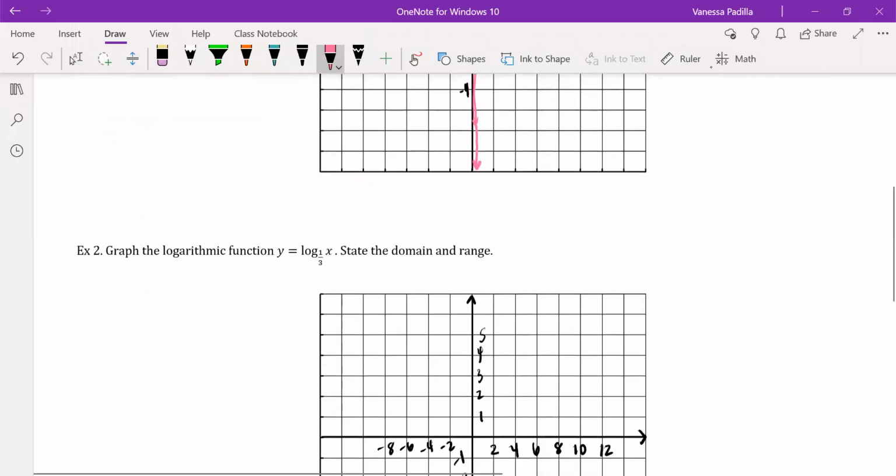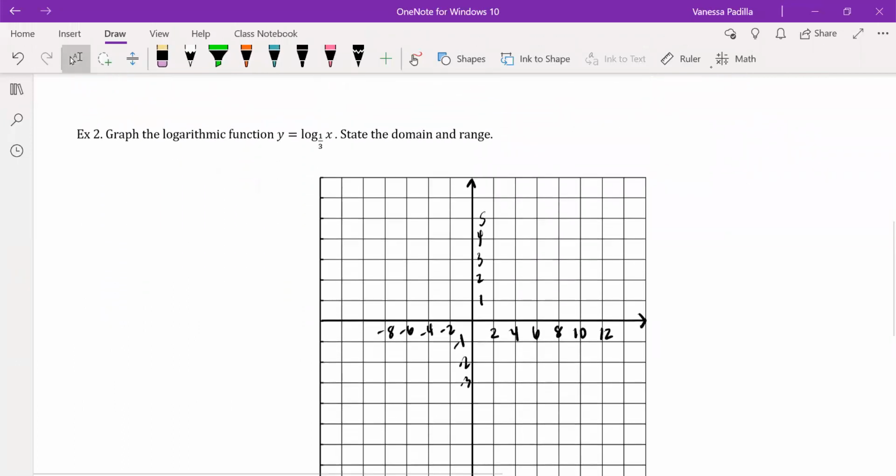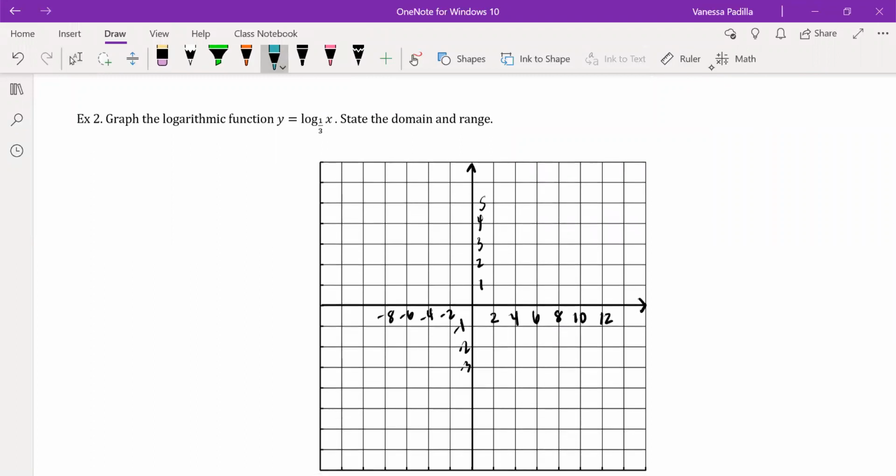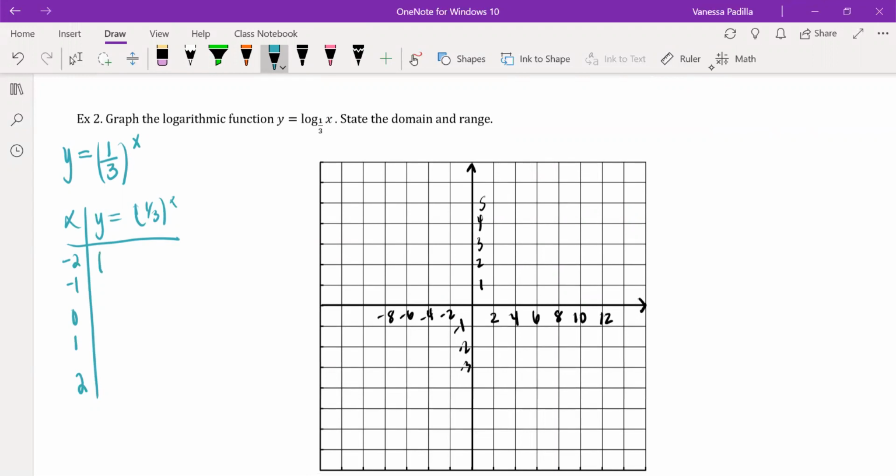All right, so the next one, it says graph the logarithmic function y equals log base 1/3 of x, and then state the domain and range. So again, the first thing we're going to do is we're going to graph y equals 1/3 to the x. And we're going to use the points -2, -1, 0, 1, and 2. We're going to go ahead and use our calculator for this part.